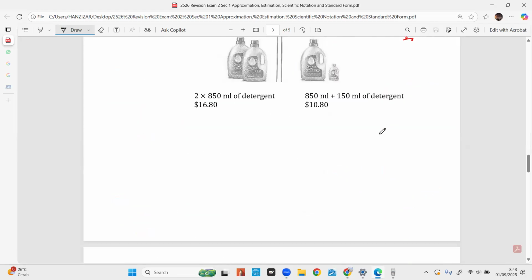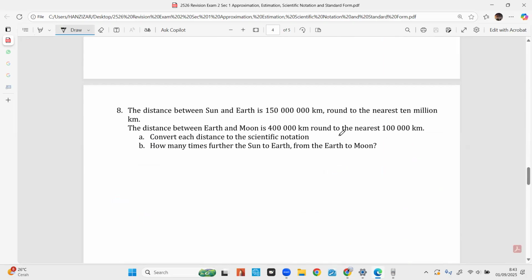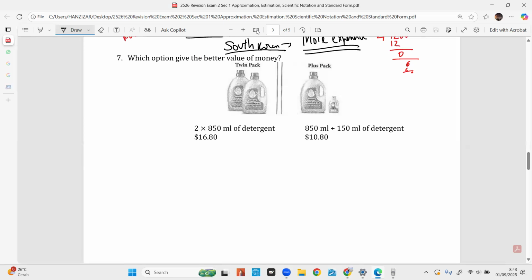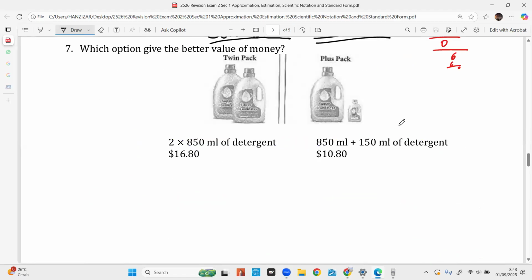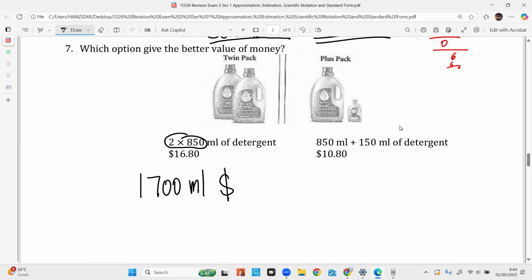Next. Last number, guys. Hey, last three numbers. Okay, let's do. Which option gives you the best value for money? So to find the best choice, you have 2 times 850, write down, right? 1,700 milliliters cost $16.8. While you add this 1,000, right?